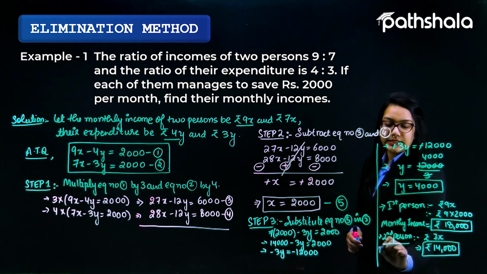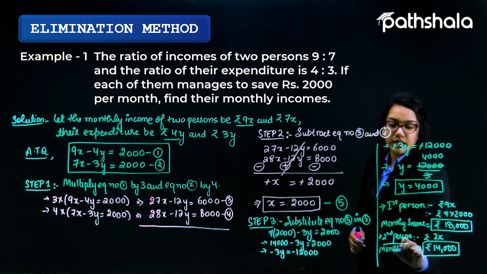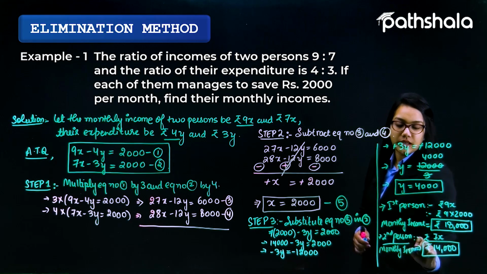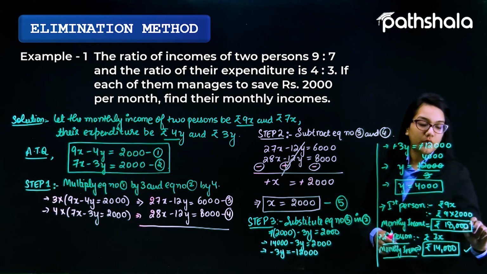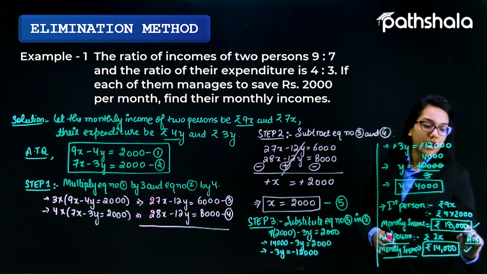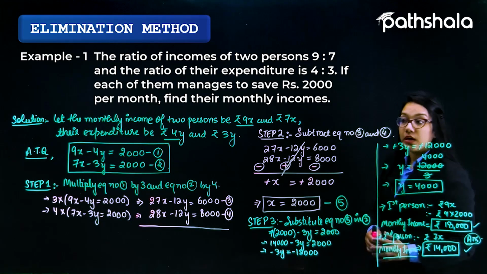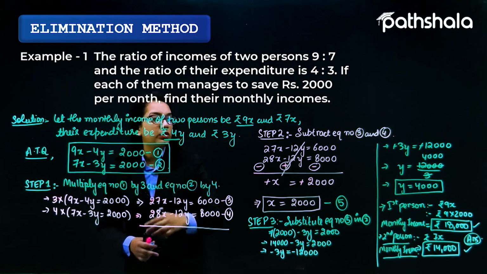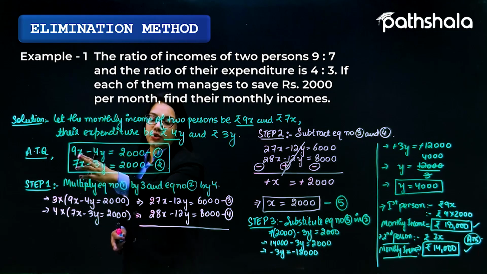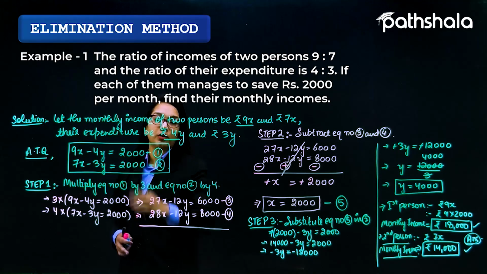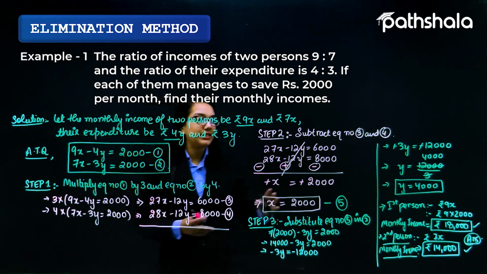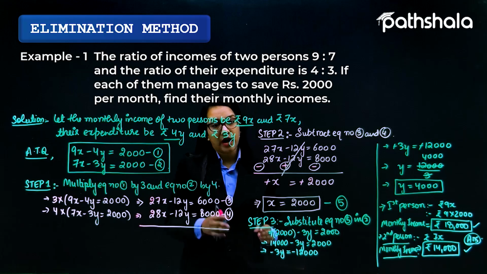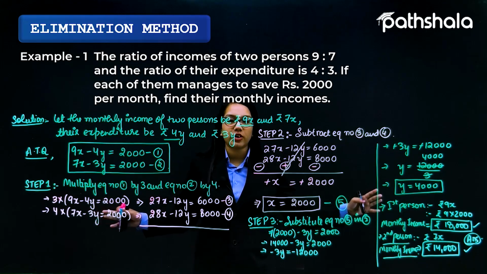So for the second person, the monthly income is 14,000. So these two are our answers. We can also verify it after substituting into equation number 1 and 2, that after substituting x and y over here, we are getting 2000 or not. So this is our answer. I hope all the steps related to this question are clear to you.